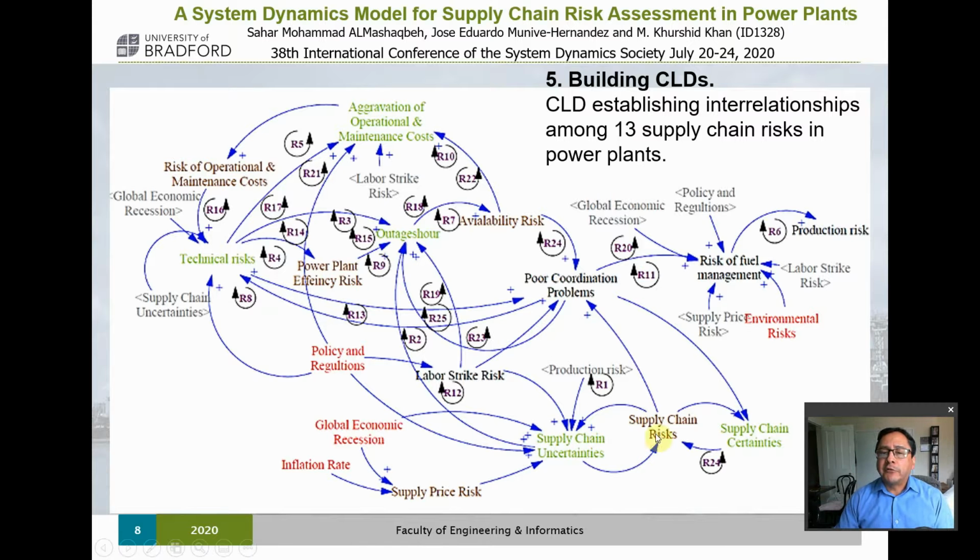And then supply chain risk goes back to influence and affect the conditions in the power plant, which in the end are also going to influence the performance of the power plant in terms of the production risks, efficiency of the power plant, and maintenance cost, and in the end the availability of energy supply.